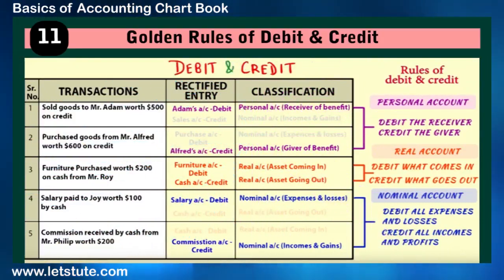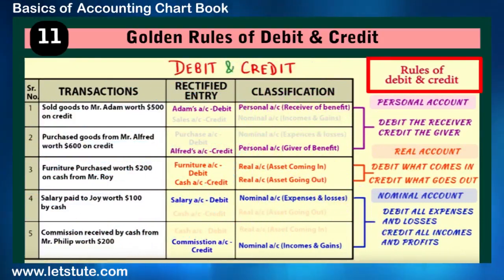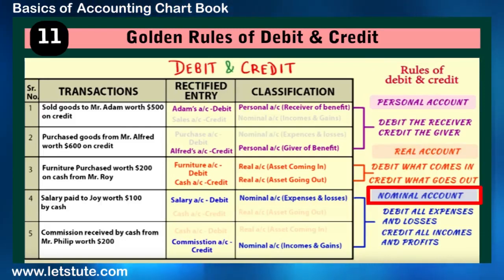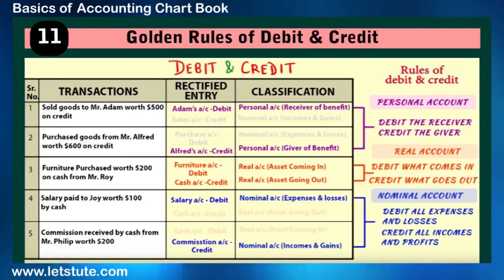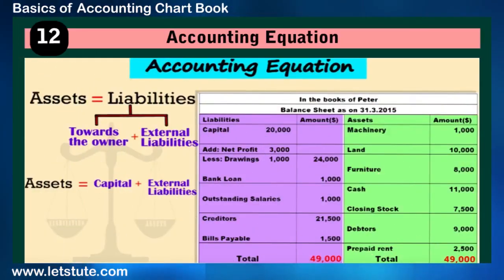After classification of account, there are some rules that are to be followed for each account, which we can see them on the screen. And at the last, from this we know assets are always equal to liabilities.